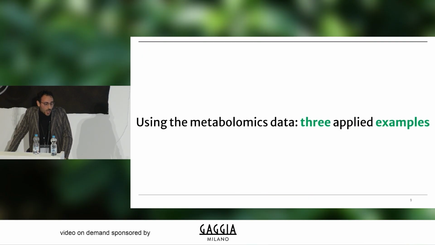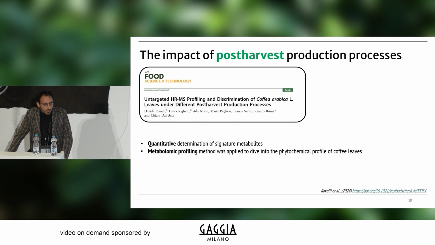I want to share with you some uses of these metabolomics data with three applied examples that came from my research activity. I wanted to point out the potential of this technique to understand the potential of a byproduct, and this kind of technique can also be applied to other examples. The first one is the impact of the post-harvest production process of coffee leaves. In this study, we investigated the quantitative determination of signature metabolites, but we also used the metabolomic approach to dive into the phytochemical profile of coffee leaves.